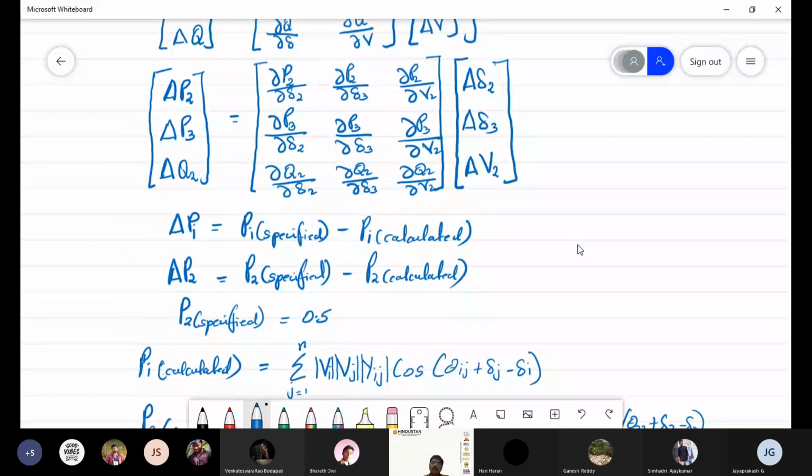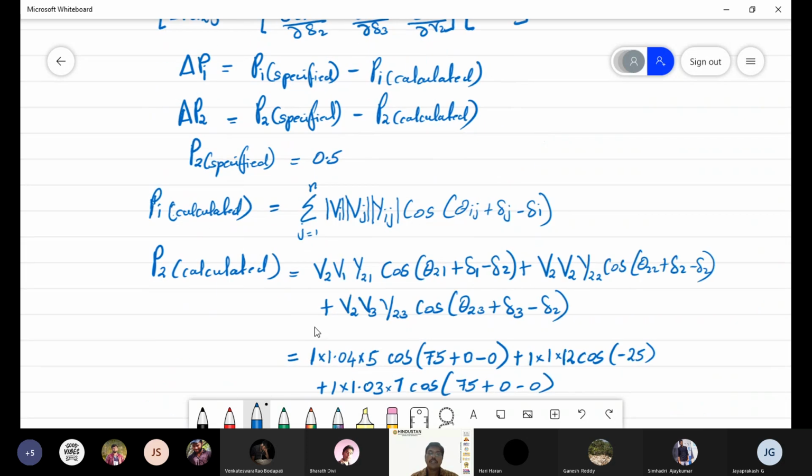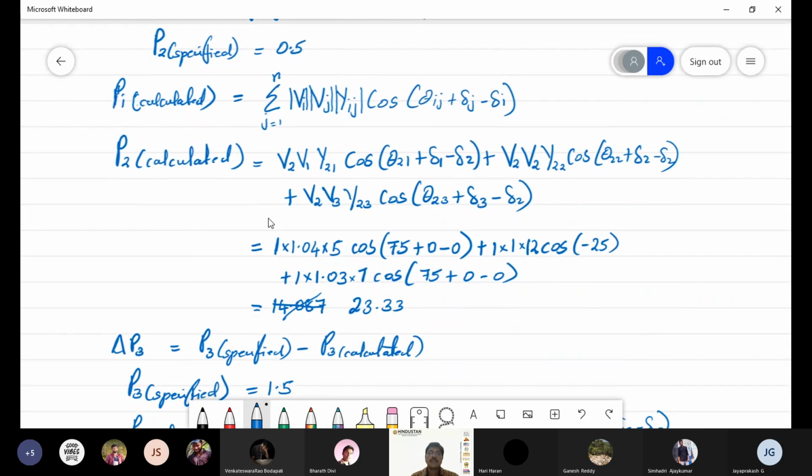So here we calculated this value. This is over, this is over, this is over. Then you have to calculate dou P2 by dou del 2. So how to calculate this value, right? Once you calculate all the 9 values, then only we can calculate this value. The problem will be over. Right. So how the dou P2 by dou del 2, I will tell you.